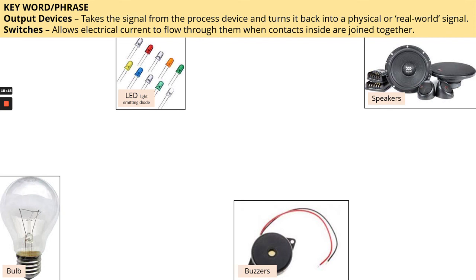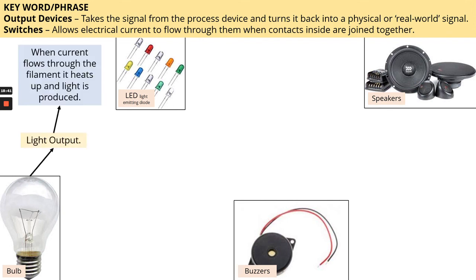So the first two produce light in response to signals from a process device, and the other two, buzzers and speakers, produce sound. One quite a simple sound, and the last one more complex because of the electrical audio signals that pass through them. So the first one is a bulb.